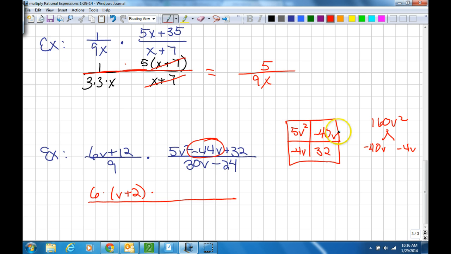I can factor out of the top row here a 5v, and out of the bottom row, because remember they both have to be negative second terms in the binomial, this will be a negative 4. My left column is going to be a v, and my right column is going to be a negative 8. So I'm going to replace this whole trinomial here with those two binomials. It'll be 5v minus 4 and v minus 8.